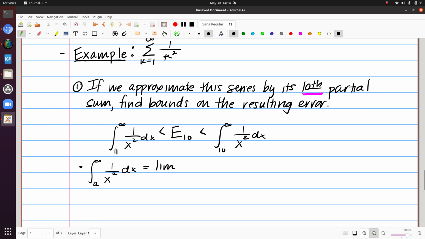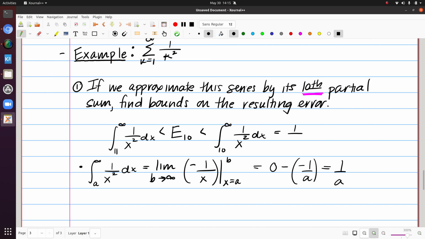So the antiderivative, whoops, sorry, that's not what I meant to write. The antiderivative, I'm going to treat this improper integral, b to infinity. The antiderivative would be negative 1 over x, where we're letting x here range from a to b, and we're taking that limit. And so here we're going to get that the limit is 0. When we plug in b, that's going to go to 0, minus a negative 1 over a. And so we just get 1 over a. Using that up here, that tells me I should get 1/10 as my upper bound and 1/11 as my lower bound.